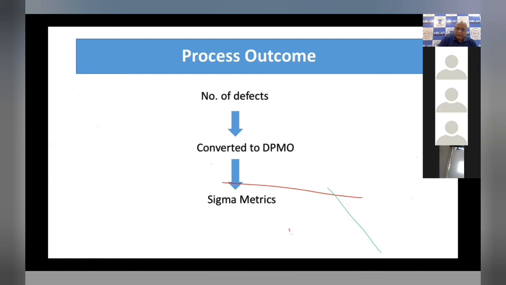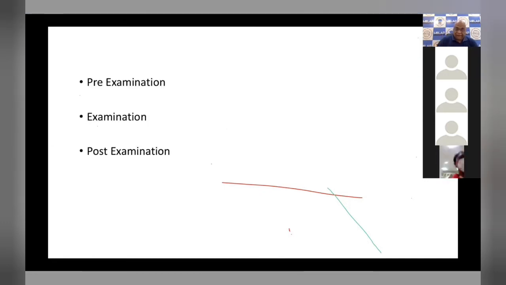For process outcome, number of defects, then these are converted into defects per million opportunity, and through a table you can get from Google, it is converted into sigma metric. And if the sigma metric is increasing over a period of time, that means our quality is improving in that activity. And this we can apply to pre-examination, this we can apply to our examination, and this we can apply to our post-examination also.